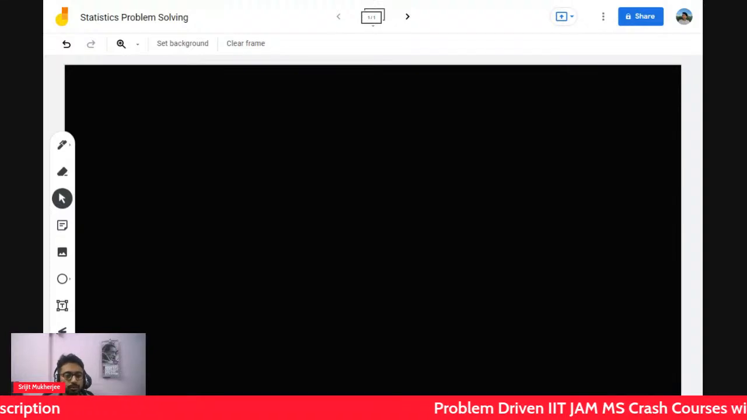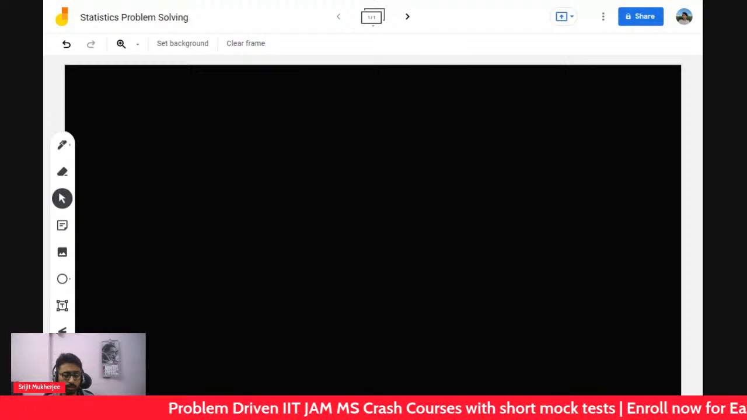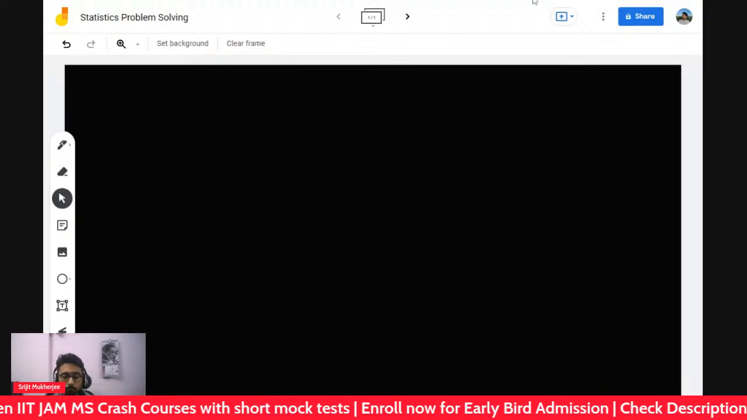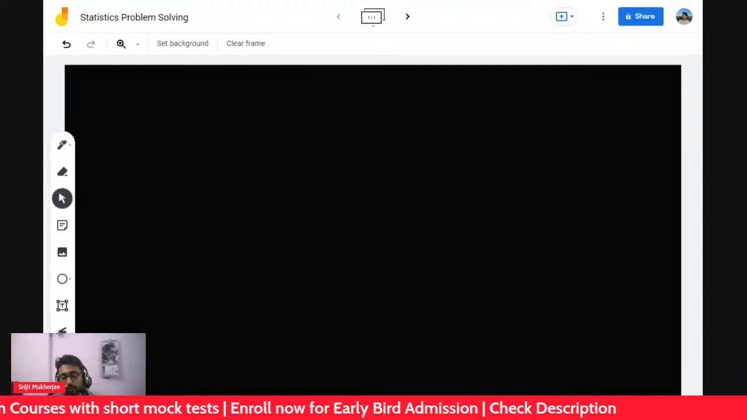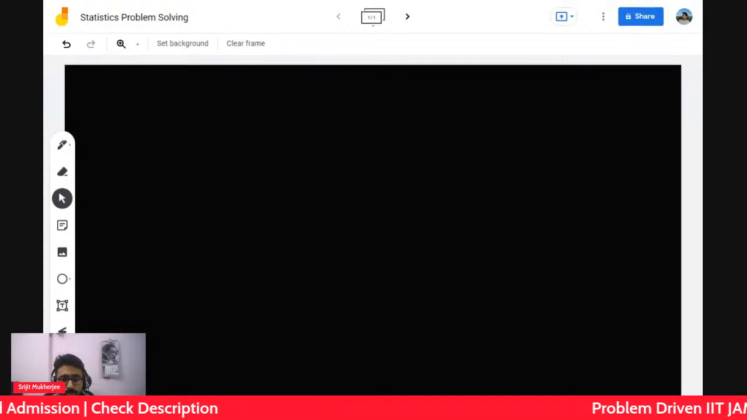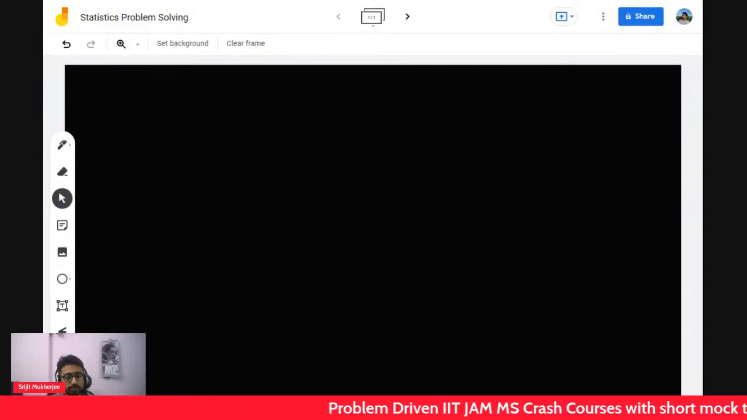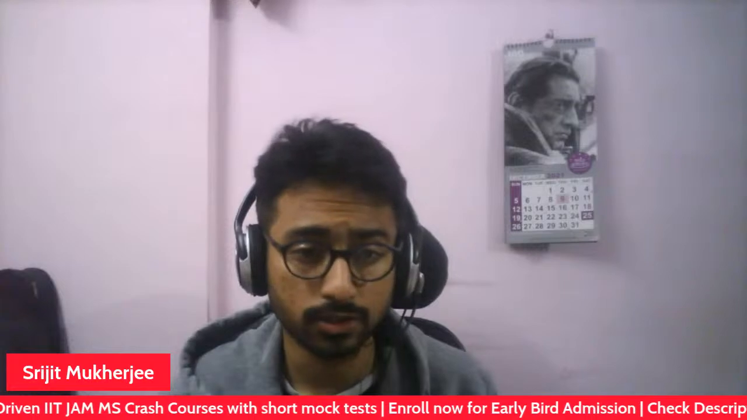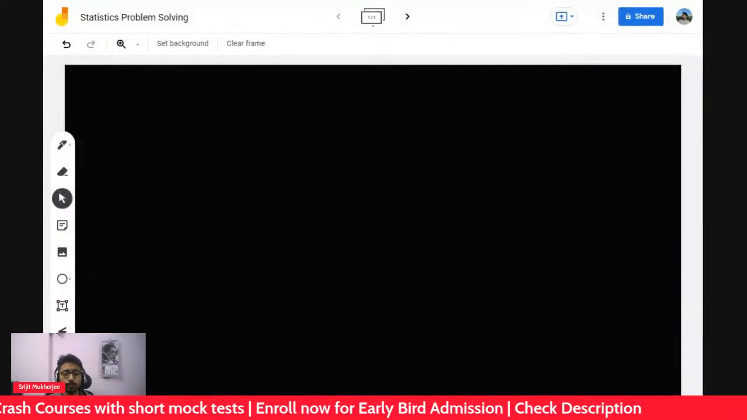Our students have told us that they really want to know some more details about least square estimates and the problems on it. I don't really know what type of problems have come in past years on these estimates. Very few problems have come in IIT JAM MS. So I will try my best to brush up the theory of least square estimates, and then I will move ahead to some problems based on it. Okay, that's the goal.